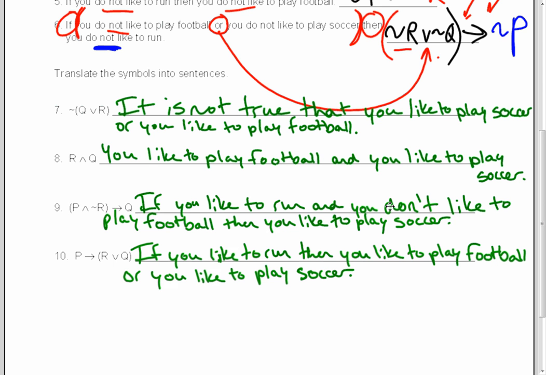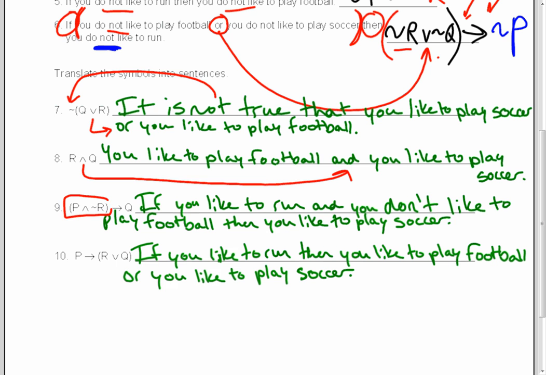Do we like what we see? It is not true that. That's because the negation symbol's on the outside. Soccer, football, there's no negations inside there. We have an or symbol. Look good? R and Q. You like to play football and you like to play soccer. That looks good. We have a compound hypothesis.